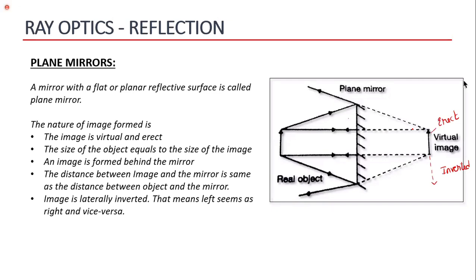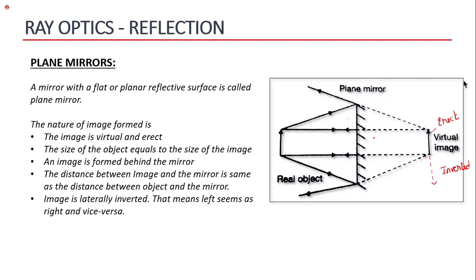Clear? Yes, sir. Not only height, the width-wise also. So the size of the image is equal to the size of the object. Next, the image is always formed behind a plane mirror. It's not on the same side as the object, it is on the opposite side. So if the mirror is there and the object is here, the image is always formed behind the mirror.